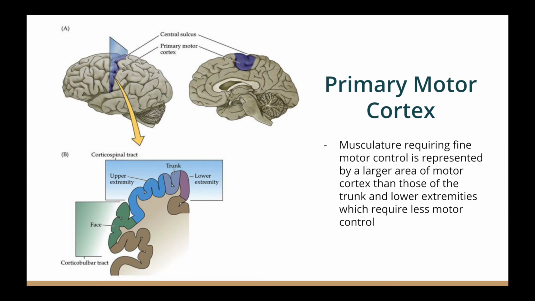That was applied to the cortex, which is what allowed researchers to actually see the different areas of the brain that lit up, depending on where the electrical stimulation was applied. And this led to the discovery that the human motor cortex also contains a spatial map of the contralateral body. So musculature requiring fine motor control is represented by a larger area of the motor cortex than those of the trunk and lower extremities, which require less motor control. So as you can see from the picture, the areas from the trunk and lower extremity represent a super small portion compared to the upper extremity and the face.